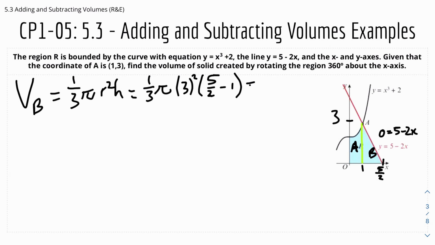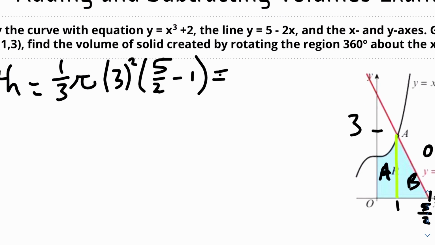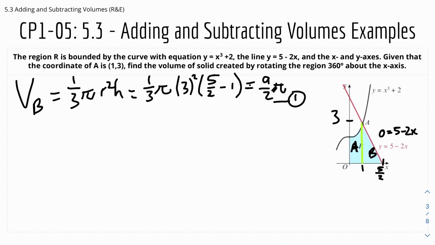So let me just put it into my calculator. A third times pi times 3 squared times 5 over 2 minus 1. That gets us a volume of 9 over 2 pi. So it'll be 9 over 2 pi units cubed, but we'll just ignore the units at first. So that's the volume of B.